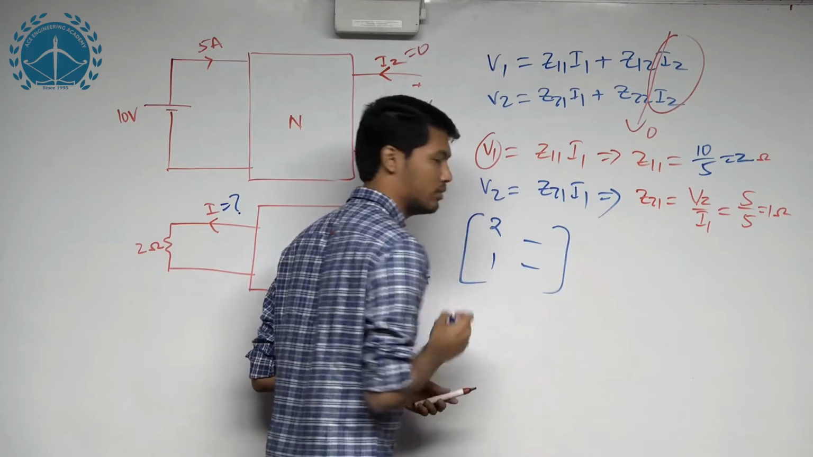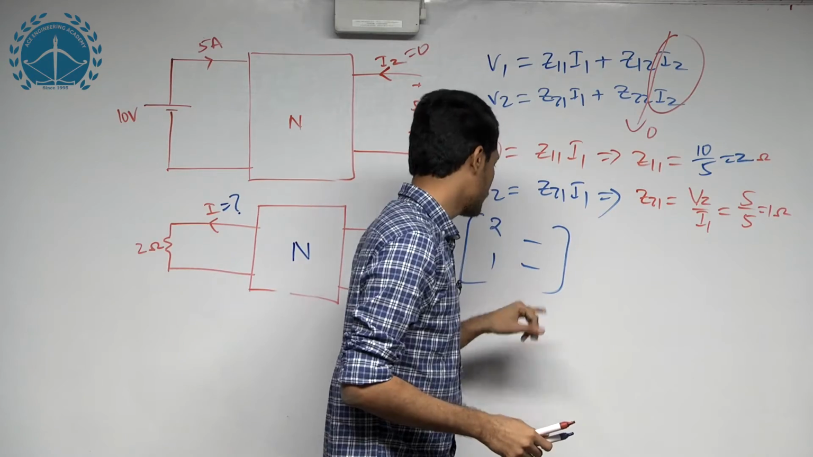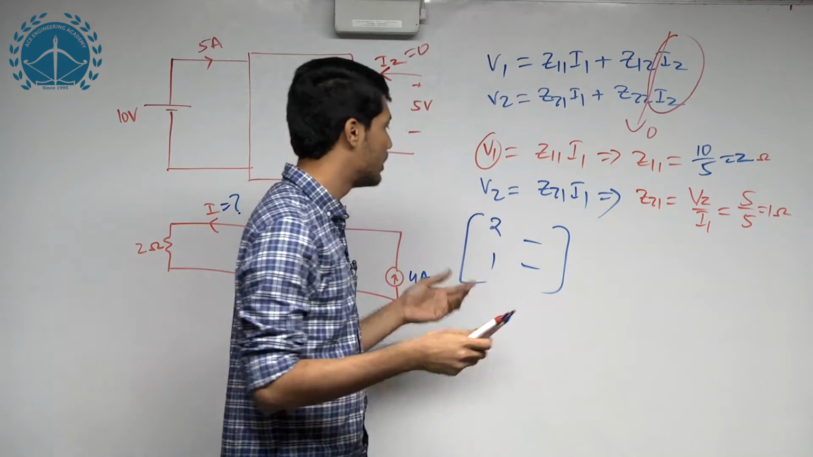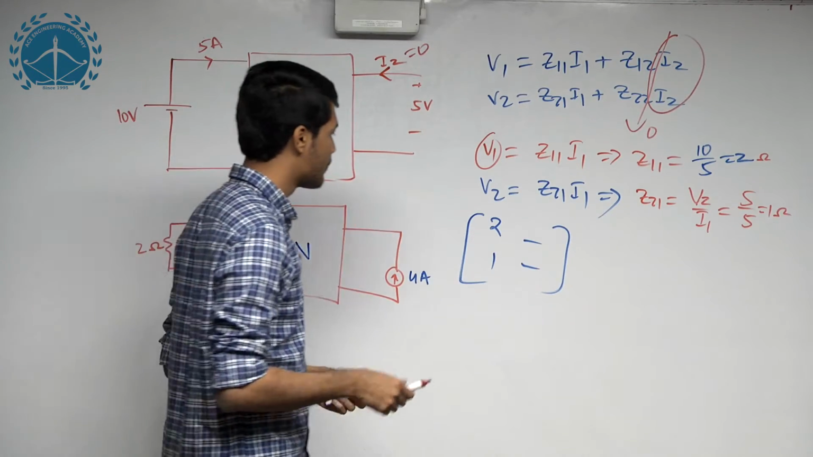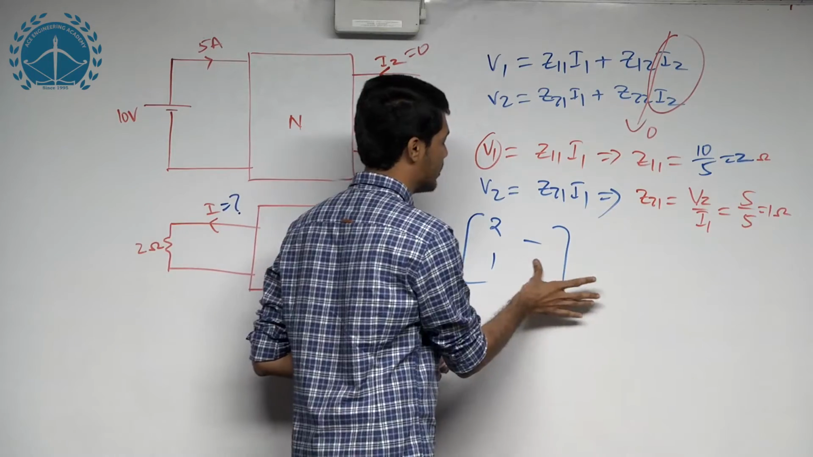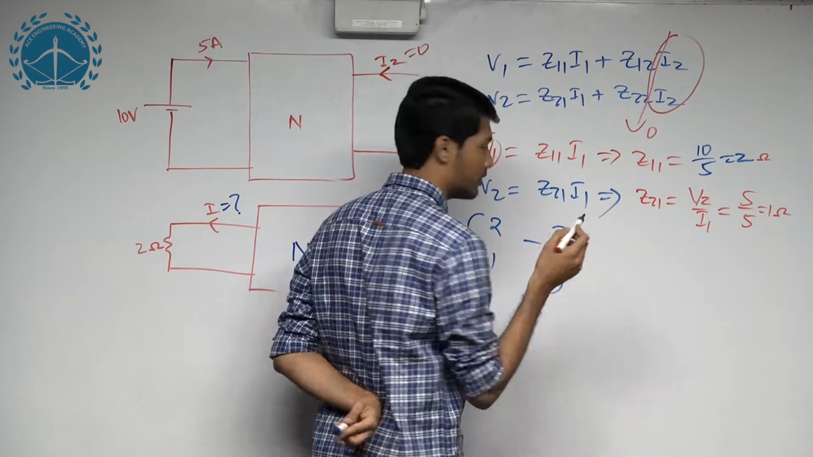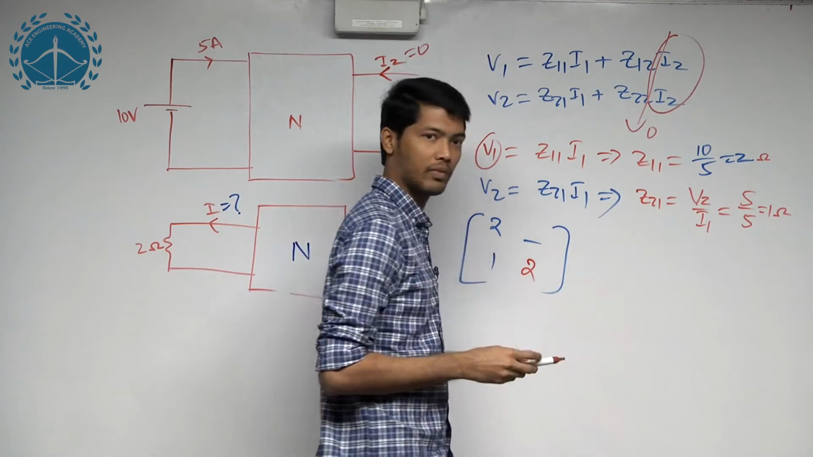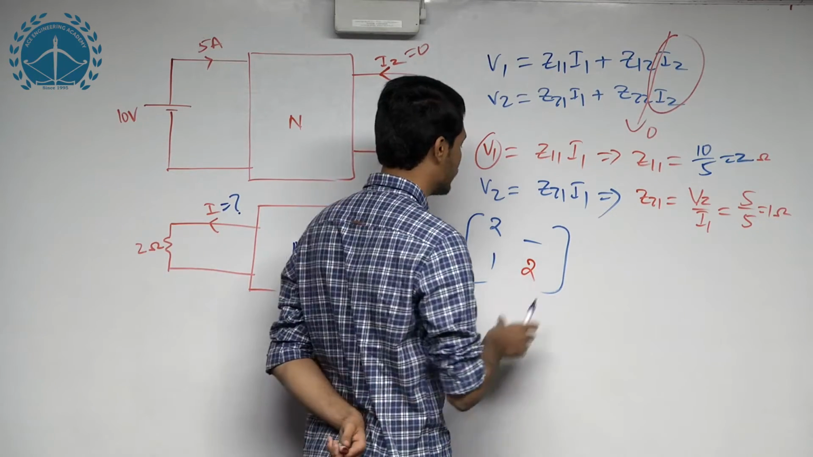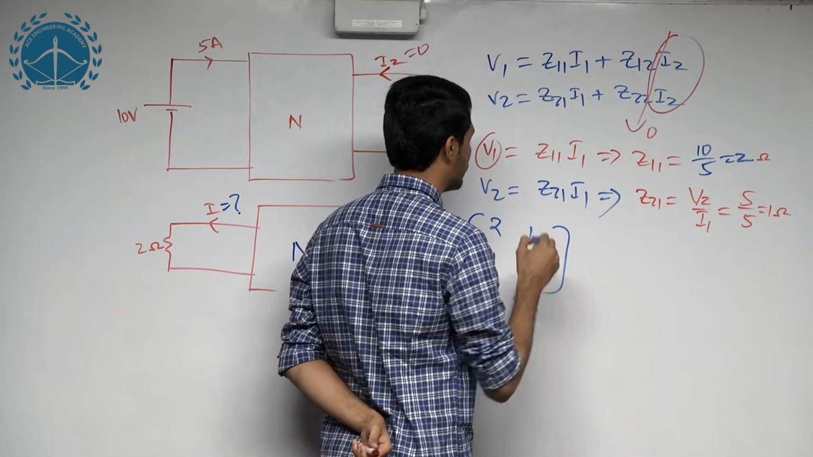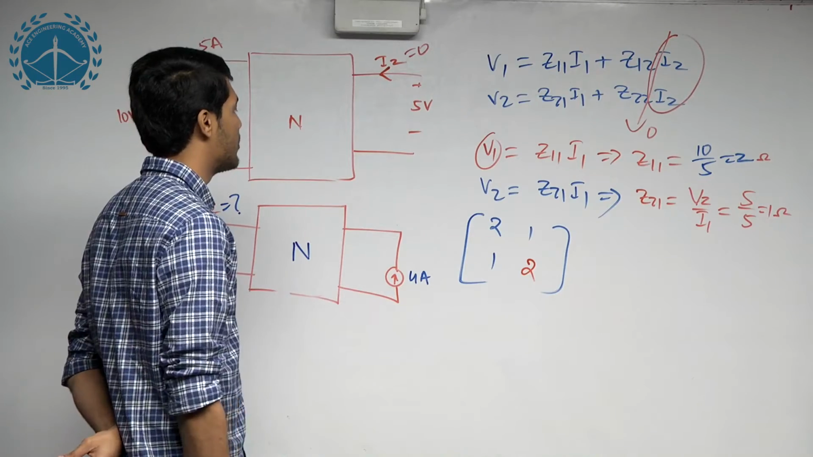These are the unknown values, that is Z12 and Z22. In this case we can take that the network is both symmetrical and reciprocal. When the network is symmetrical, Z11 will be equal to Z22, so this value will be 2. And when it is a reciprocal network, Z12 is equal to Z21. So these are the total Z parameters that we have.